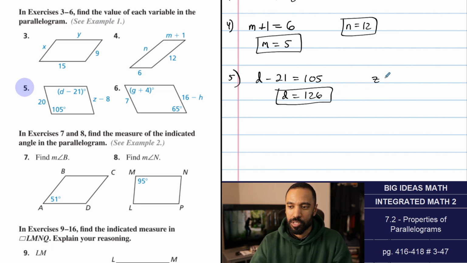For z, opposite sides, once again, congruent. Z minus 8 equals 20. Add 8 to both sides. Z equals 28.